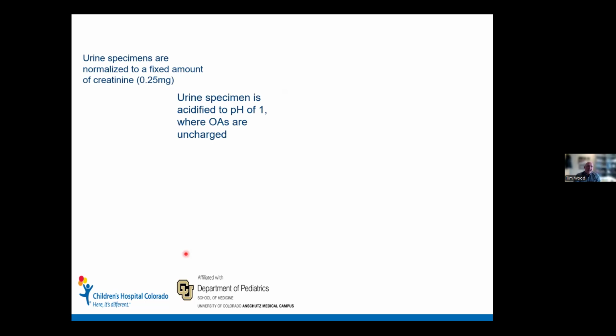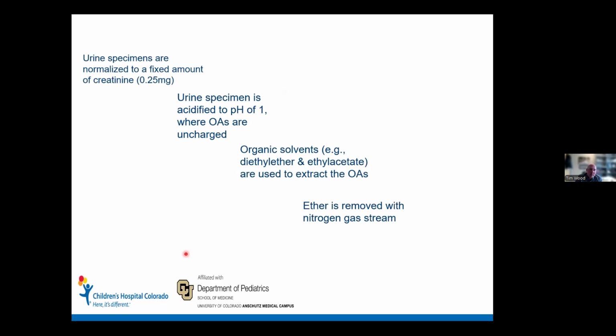The urine specimen is acidified to a pH of 1. We then use some organic solvents to extract the organic acids. We then remove the ether, typically with nitrogen, and then we derivatize with TMS for the detection, and I'll show you a little bit about that in a minute. So if you're new fellows and you're used to your classic clinical chemistry fast turnaround time test, just keep in mind that this process is very labor intensive, and it does take a while.